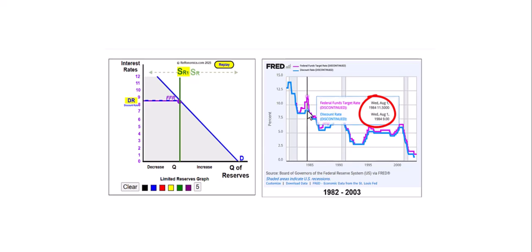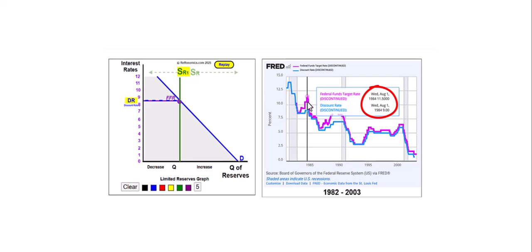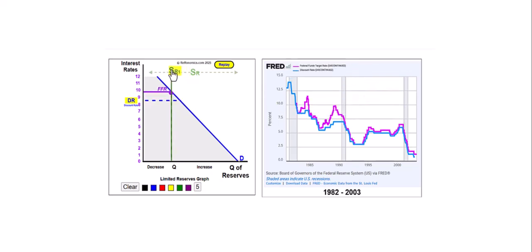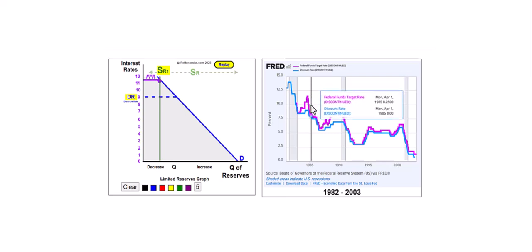Let's take a look at what the limited reserves graph would look like on the left. When the federal funds target rate is 11.5 and the discount rate is only 9, which is a 2.5% difference between the two, or spread, or it's a 250 basis point spread. So let's look at the limited reserve graph to see what this looks like. Notice then, throughout this time period, as the federal funds target rate was going down, they would lower the discount rate.